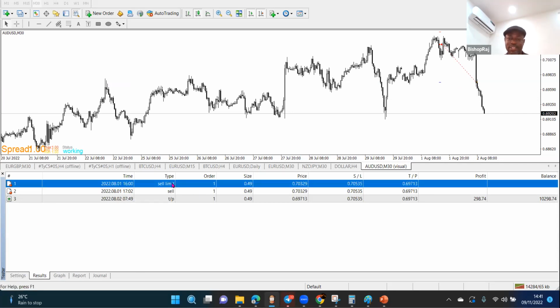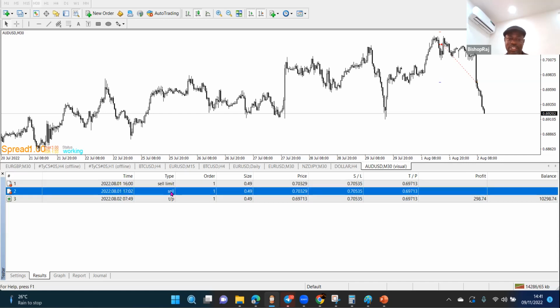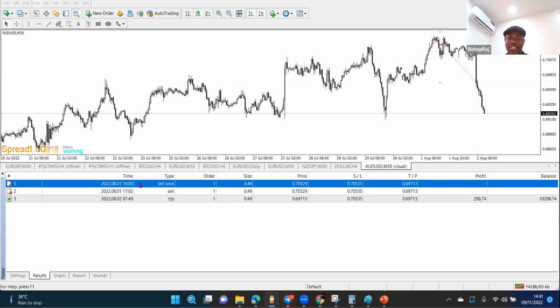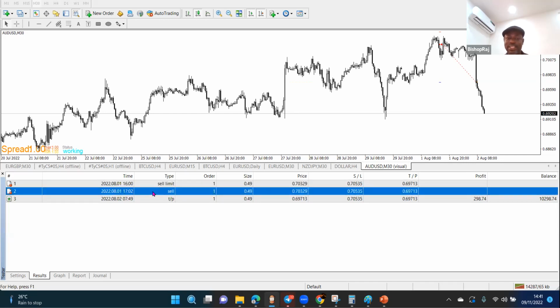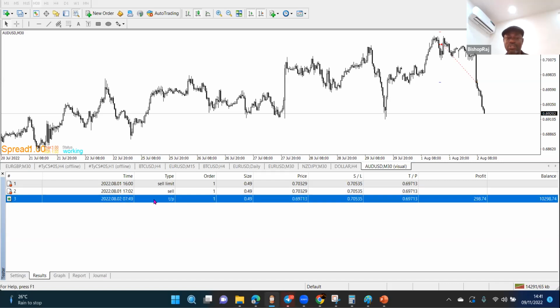It put a sell limit. The sell limit was triggered. It put a sell limit at 1600. The sell limit was triggered at 1702 on the 1st of August. And the trade was closed at 7:49 a.m. on the 2nd of August. And it gave us a profit of this. Even though we said the profit should be 3x, obviously it would have catered for spread. And that is why we have this, right?